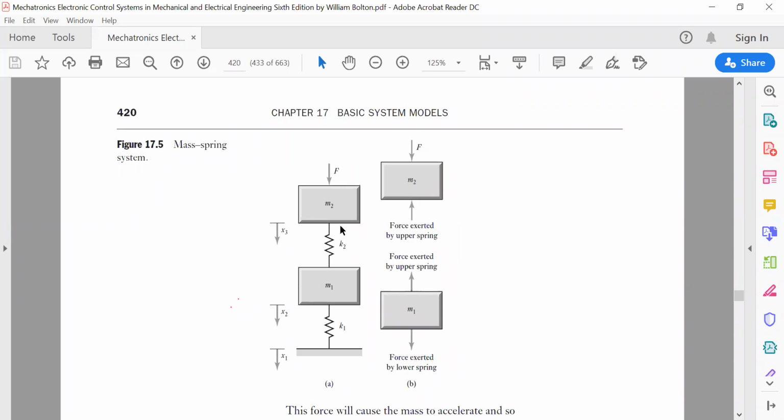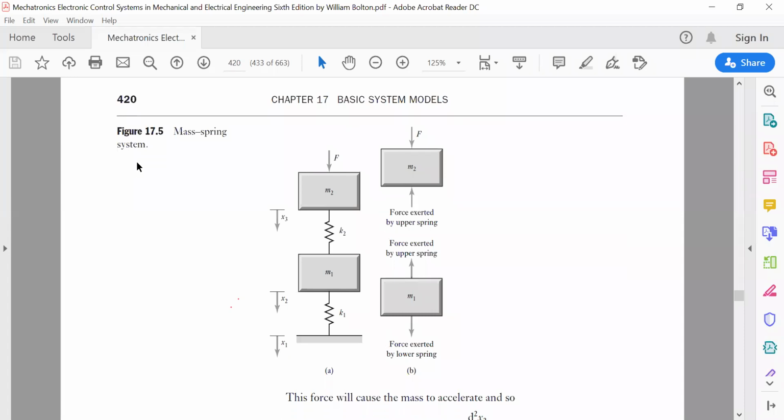And if you have been studying mechanical vibration systems, this is known as a 2 degree of freedom system, which you are now seeing on the screen, figure 17.5 part A. This is known as a 2 degree of freedom system for vibration purposes. You are applying a force F on a mass M2. There is a spring K2 which is attached to the mass M1, and M1 is attached to the ground with the spring K1.